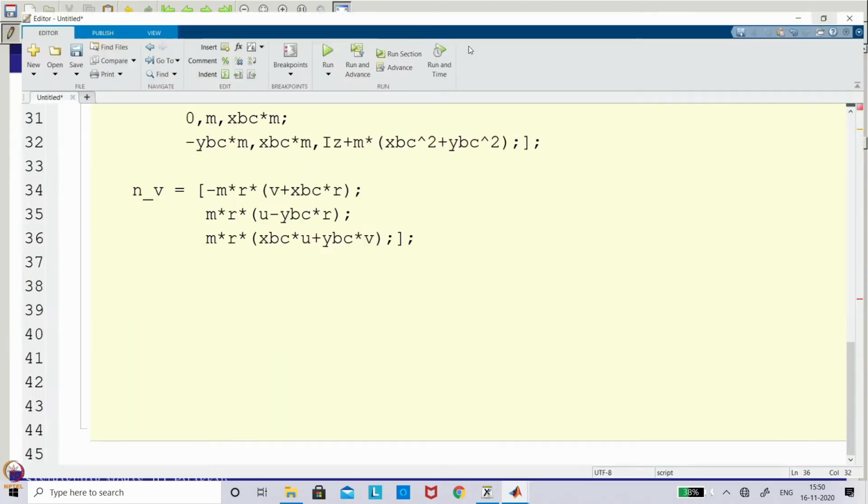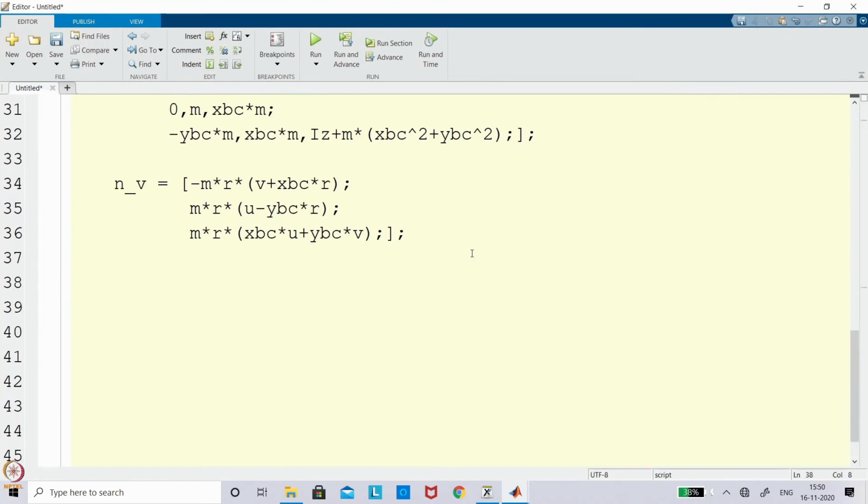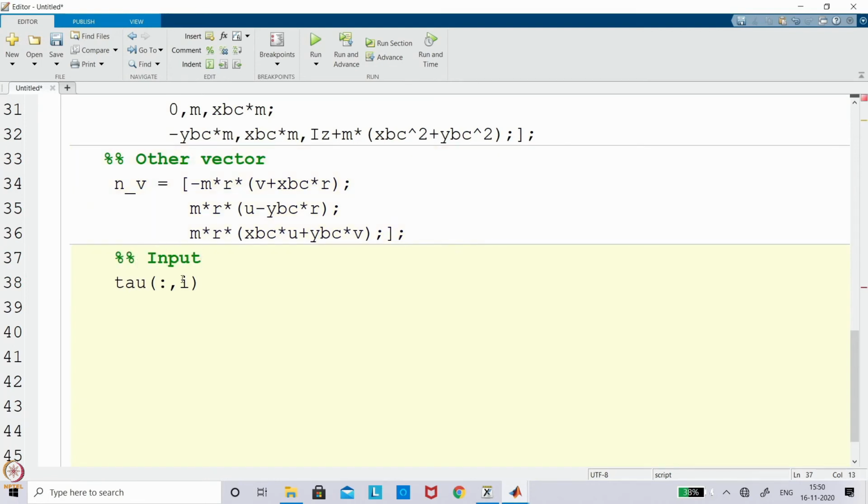So then what else is required? Remaining, all we need to do ourselves. The tau is going to change at every instant, so this I call the input vector. What we are going to write is fx, fy and mz, but right now I am taking it simple: only the x axis has 1 Newton, the y axis does not have anything, and the z axis also not, just for simulating.